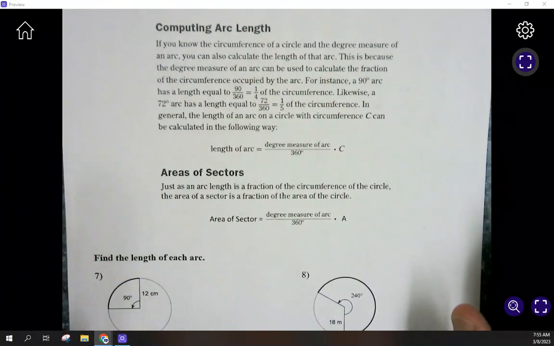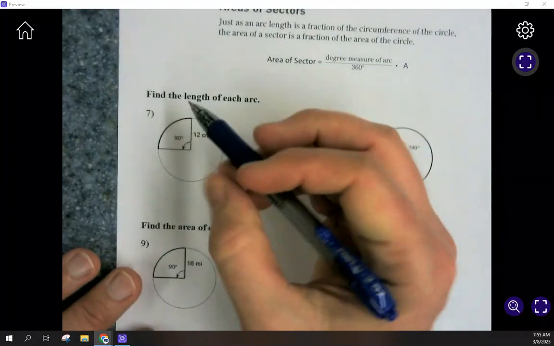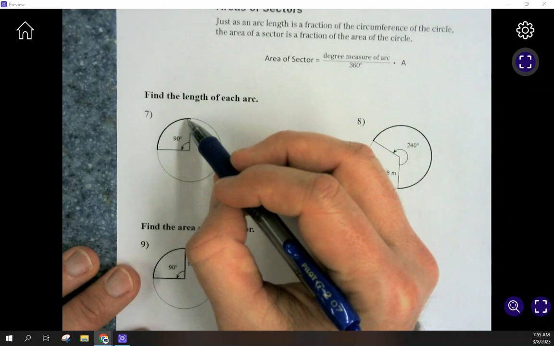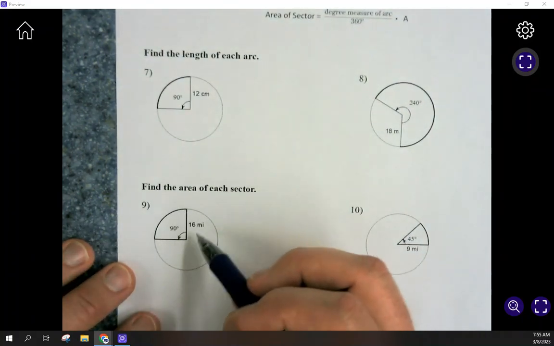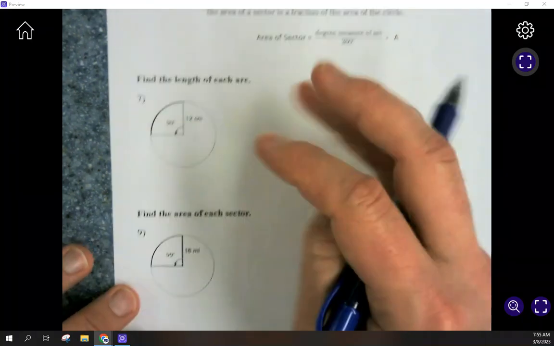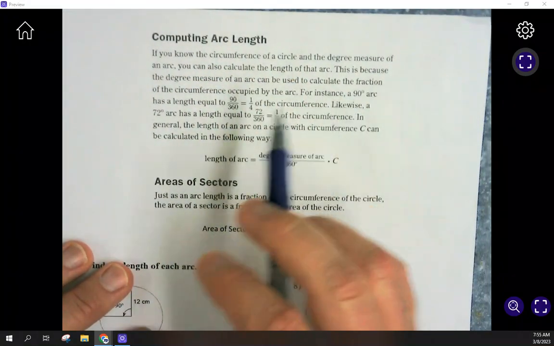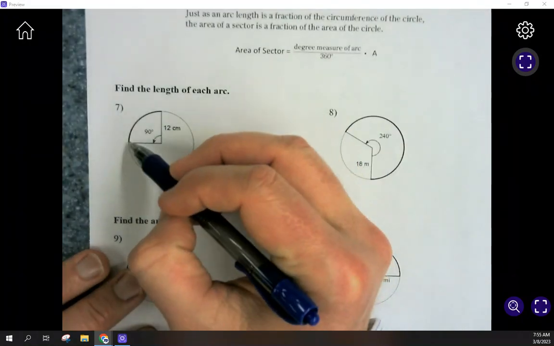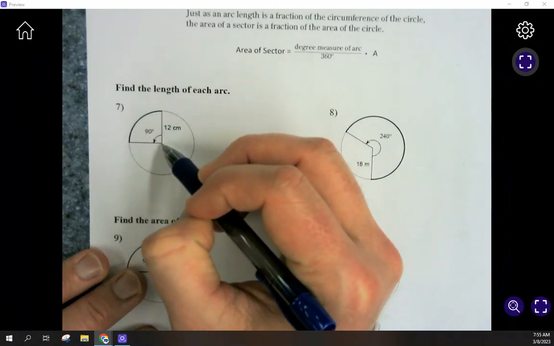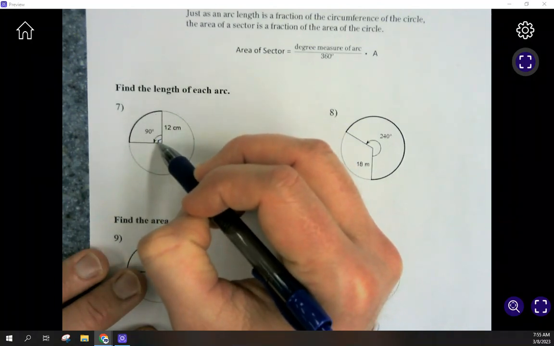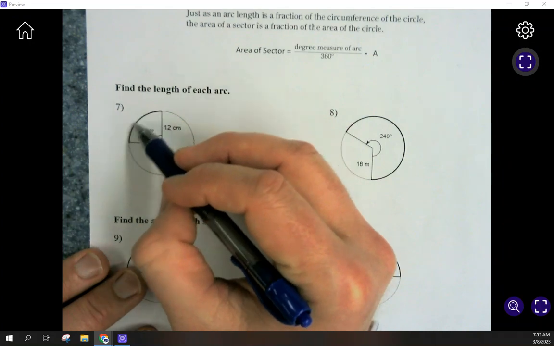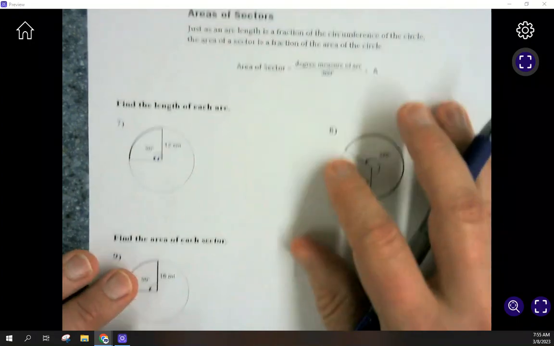All right, now to what should feel a little bit new. So we're going to compute arc length and the area of a sector, which is just a fancy way of saying a small portion of the circumference or a small portion of the area, not the full circle, but a piece of it. All right, so if you know the circumference and the degree measure of an arc, remember, the degree measure of an arc is going to match the central angle. So if this angle is 90, the arc measure is also 90 degrees.